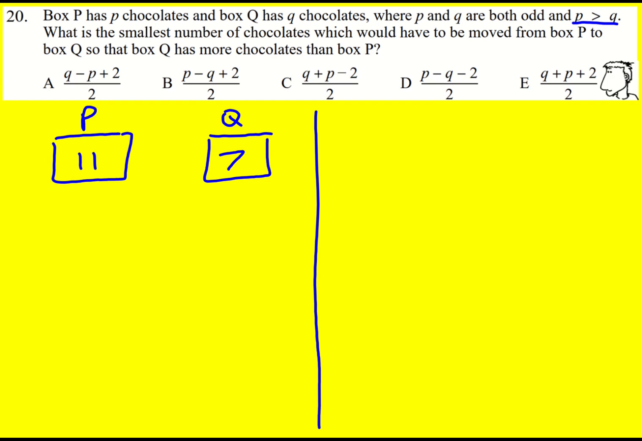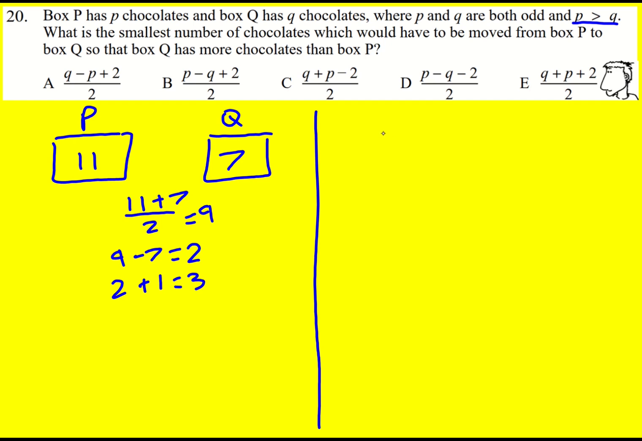So if I give 3, then I'll have more in Q. So that would be the answer in this situation. But how are we going to do it when we've got P and Q, not just 11 and 7? Well, if I find the mean of the two values, that tells me how many I would have in each if I shared them equally. So if I then do 9 minus 7 to give 2, that tells me how many I have to give from P to Q so that they have the same number. So if I then just add an extra one, that tells me how many I have to give to have more in Q than in P.